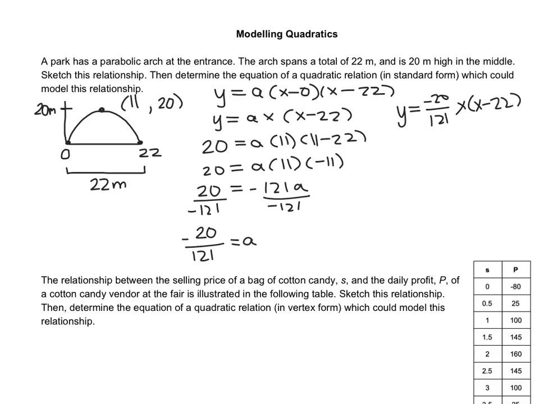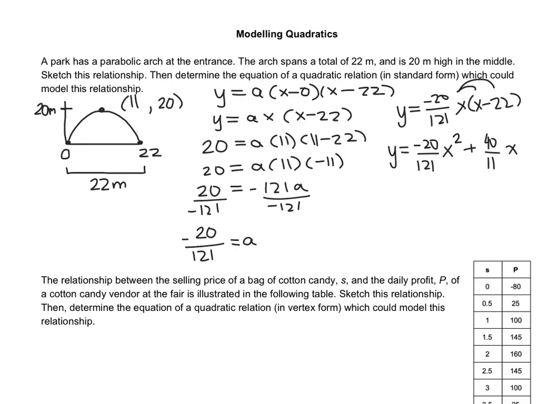And because one of our x-intercepts is at 0, it's really easy to distribute this because it's just a single term being multiplied into your bracket. So let's go ahead and do that. And we're going to keep the fraction and just deal with it. So x times x is x squared, and then a negative times a negative is positive. And then 20 over 121 times 22. When you reduce it, it's going to be 40 over 11x.